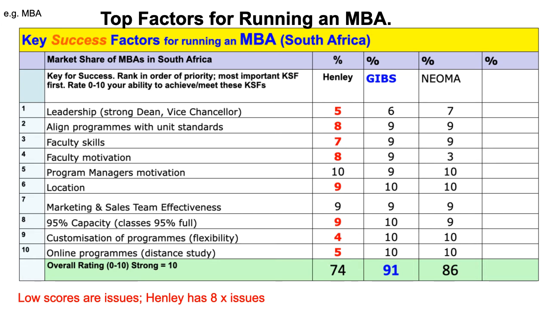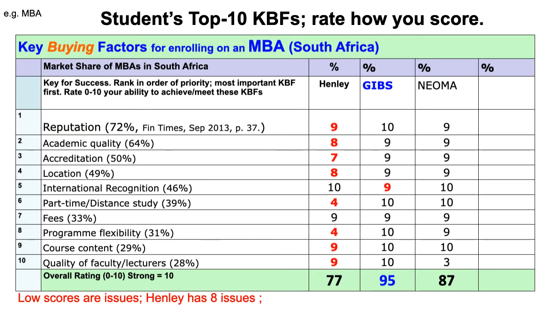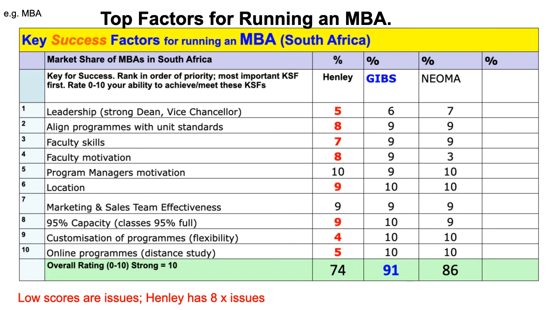Number 1 key success factor, we need to what? We need to have great leadership on campus. We need to align the programs with unit standards. We need faculty, and we need highly skilled faculty. And here we can see that Henley again has another 8 issues versus Gibbs. And if you added up the columns, you'd see that Gibbs scores 91 here, and on the previous slide 95, which is higher than the competitor. So which means Gibbs is going to do well.